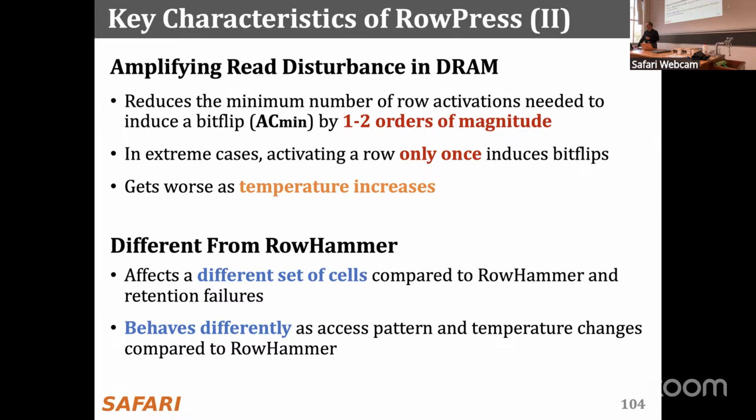1 degree Celsius? Okay, so we measured it. Okay, HBM2. Yeah, this may become worse with more tighter integration, of course.